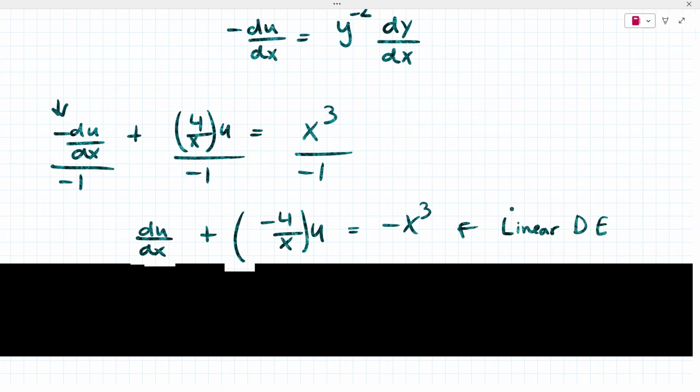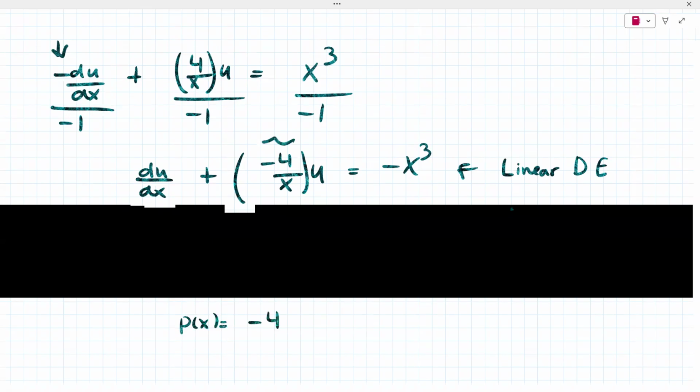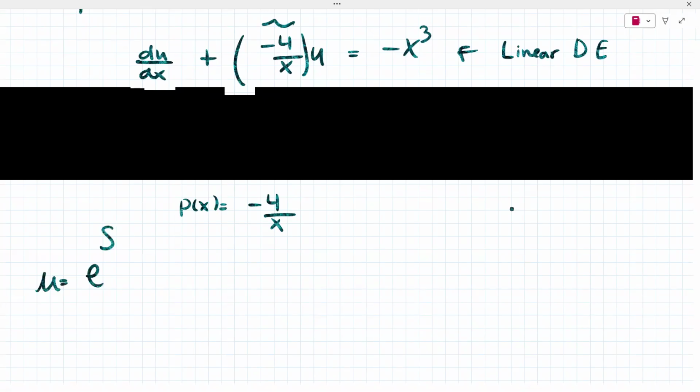Okay, next I would find my mu, and first I have to think, what is my p of x? My p of x is this, negative 4 over x. Go ahead and find your mu. So your mu is e raised to the integral of p of x, which is negative 4 over x dx. And what is the integration of negative 4 over x dx?